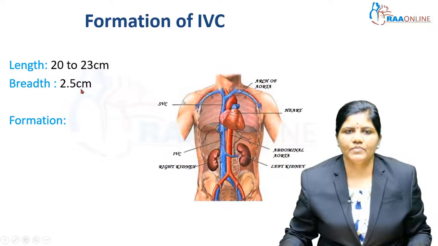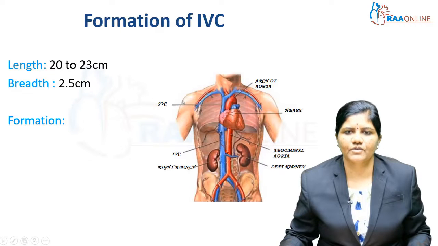The dimensions: it is twice the length of the aorta. Aorta is around 10 cm in length. The IVC is around 20 to 23 cm in length. The breadth is about 2.5 cm.